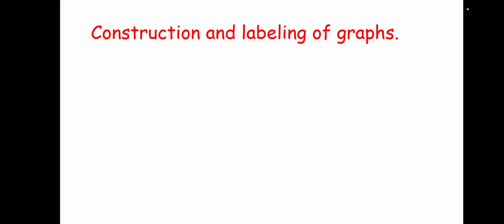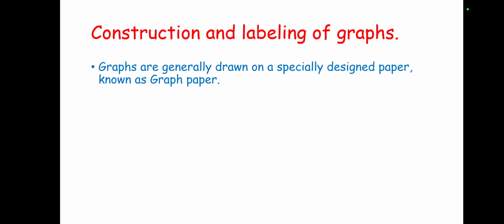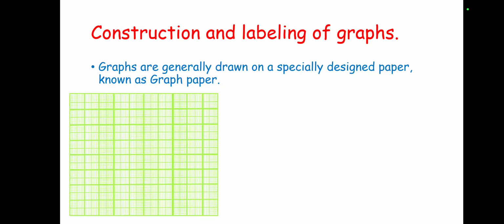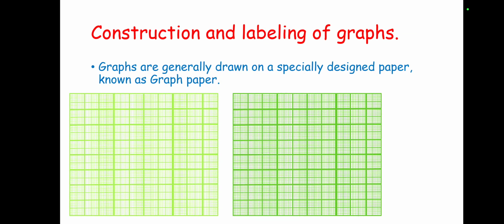Next, we'll be discussing construction and labeling of graphs. First of all, graphs are generally drawn on a specially designed paper known as graph paper, and you might have used this since your school times, isn't it? It is usually available in green color. It is also available in different colors as well.